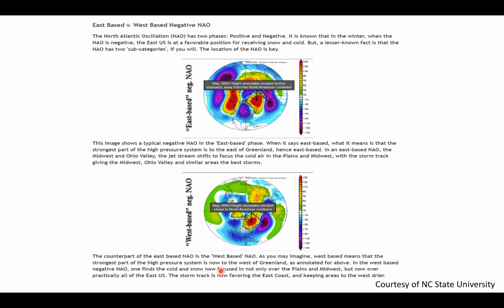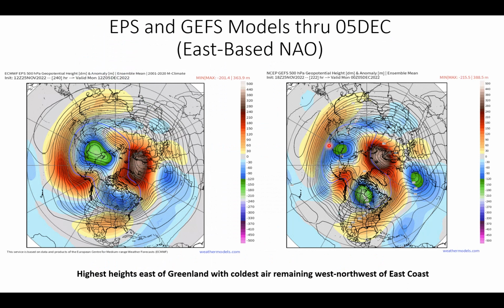difference between an east-based negative NAO versus a west-based negative NAO. Again, this is courtesy of the North Carolina Climate Office, which is located there at North Carolina State University. I wanted to show you this, okay? And now I'm going to show you the upper level forecast of 500 millibars. I'm going to show you the EPS and the GEFS and what that means for the future.